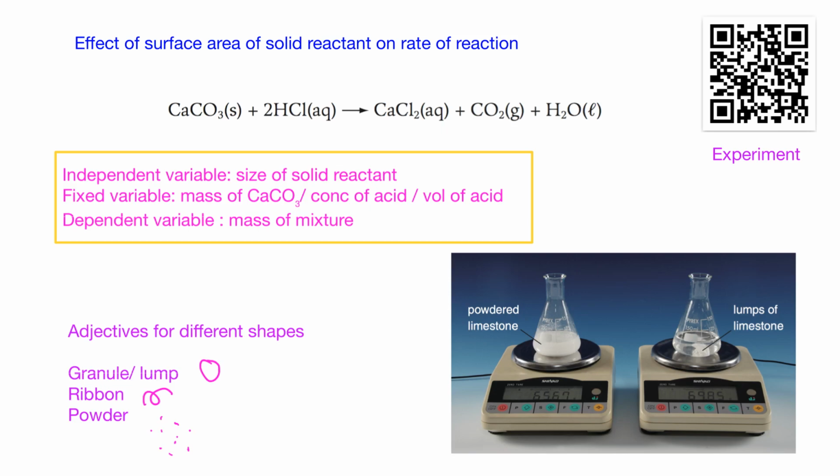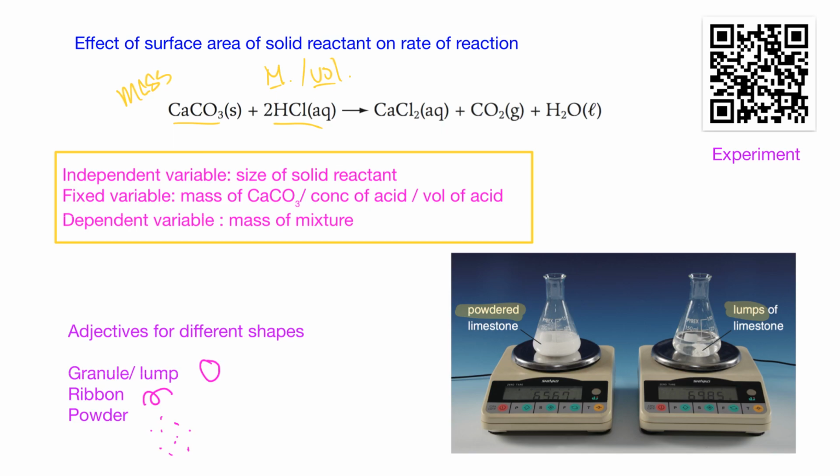We will have one of them in powdered form, one of them in lump form. You can tell that in lump form the surface area will be small, and in powdered form they have more surface area, a larger surface area. For the fixed variables, the calcium carbonate that we use has to be the same mass. For the acid, the molarity and also the volume have to be the same concentration and same volume.